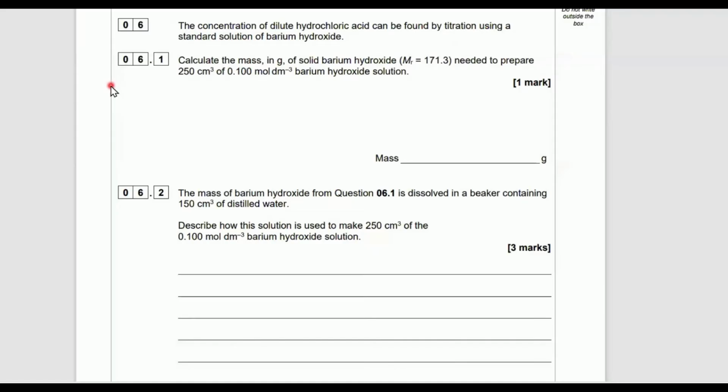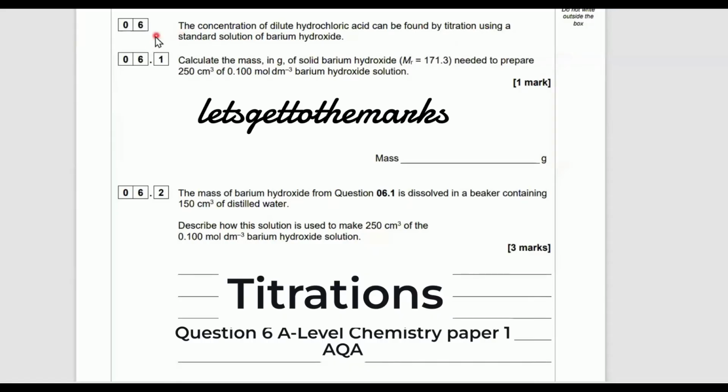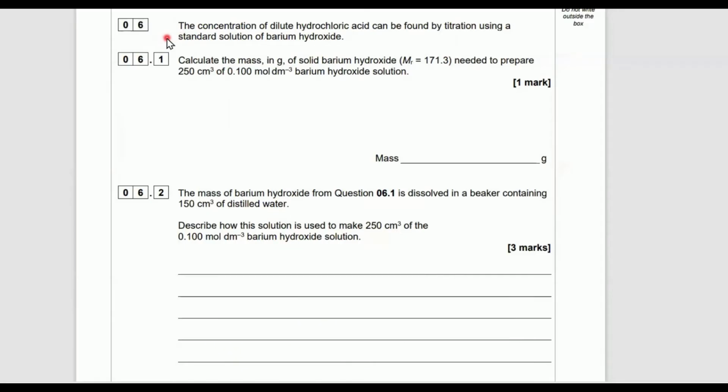Okay, we're going to take a look at question 6. The concentration of dilute hydrochloric acid can be found by titration using a standard solution of barium hydroxide. 6.1. Calculate the mass in grams of solid barium hydroxide, Mr of 171.3, needed to prepare 250 cm³ of 0.1 mol per dm³ barium hydroxide solution. This is worth 1 mark, and they want the answer in grams.